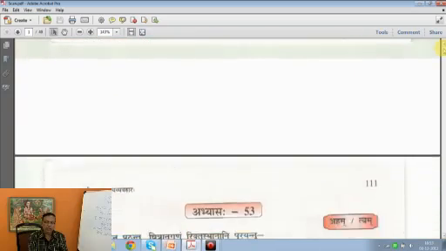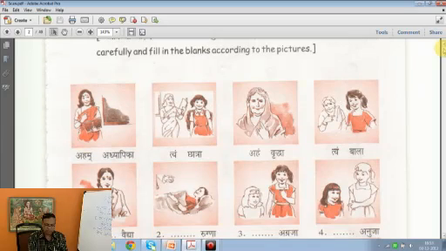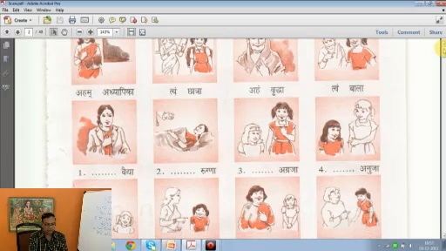Aham adhyapika. I am a teacher. Tvam chhatra. You are a girl. Aham vruddha. I am an old woman. So whatever is given in this page, the feminine version of that is given here. There adhyapaka was given, here adhyapika. There chhatra was given, here chhatra is given. But aham and tvam are not changed. And remember, this asmad and yushmad, I and you, personal pronouns, do not have genders.